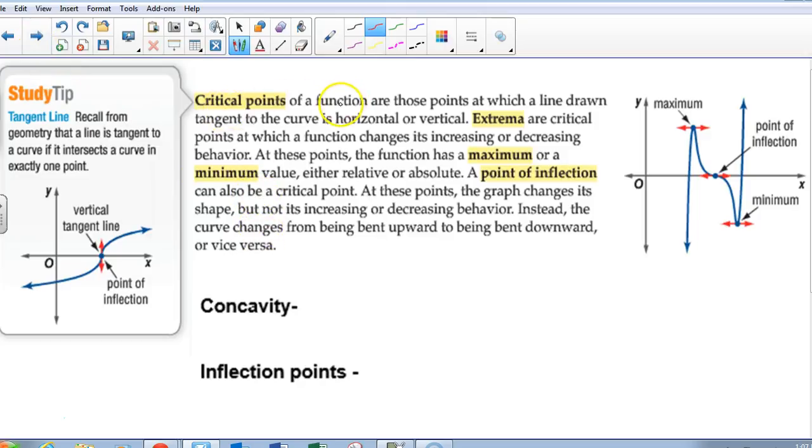Critical points are those points at which it has a tangent line that's vertical or horizontal. Fancy definitions, okay? Basically, the critical points are all the extrema. What did I say that was? All the extremes. Okay, the plural, yes, of all the maxes and mins. Good job. And then this new one, a point of inflection, is also a critical point. And basically what that does is where the graph changes from being bent up to bent down or bent down to bent up.